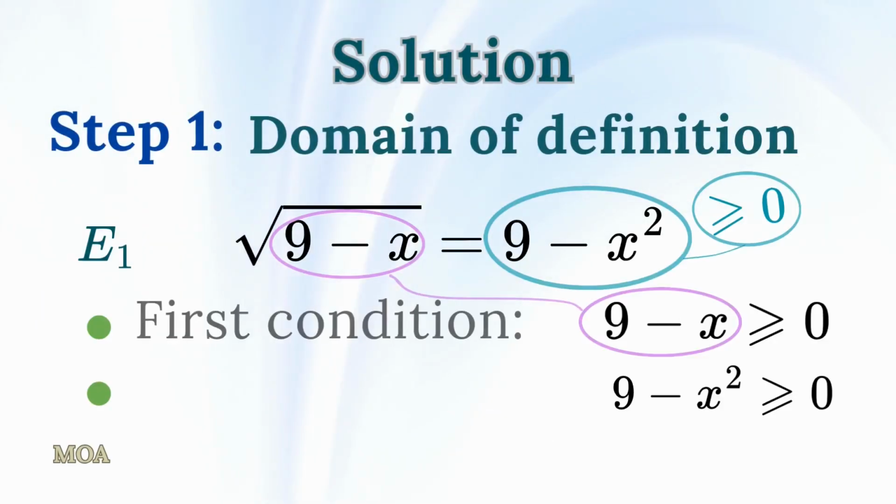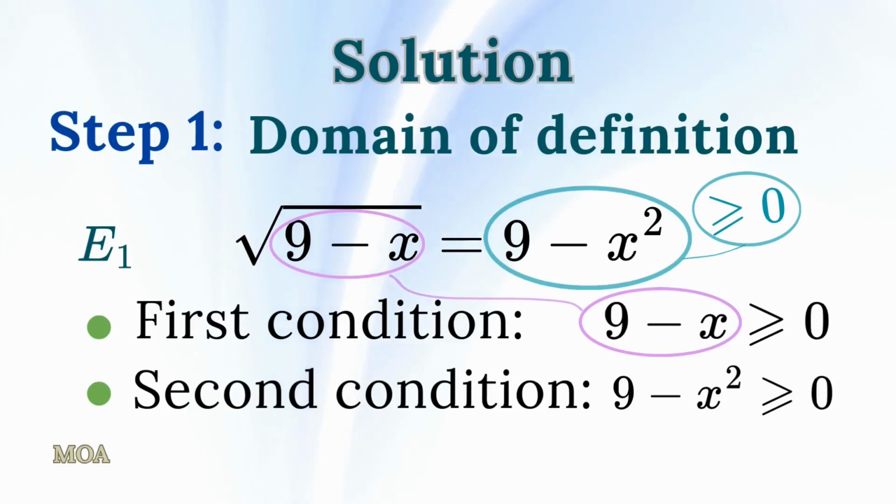Before solving equation E1, the first step is to determine the domain of definition, that is, all real values of x for which the equation E1 is mathematically valid. The domain of definition of equation E1 is determined by two conditions. First, the expression under the square root, 9 minus x, must be greater than or equal to 0. Second, the right-hand side, 9 minus x squared, must also be greater than or equal to 0.